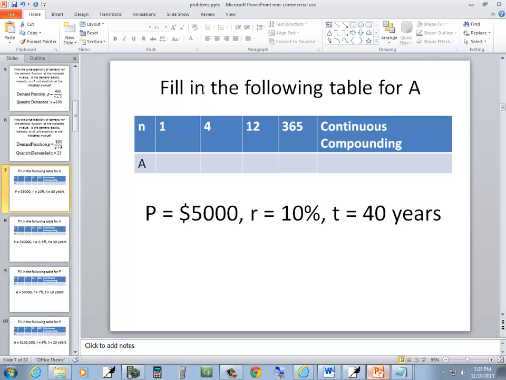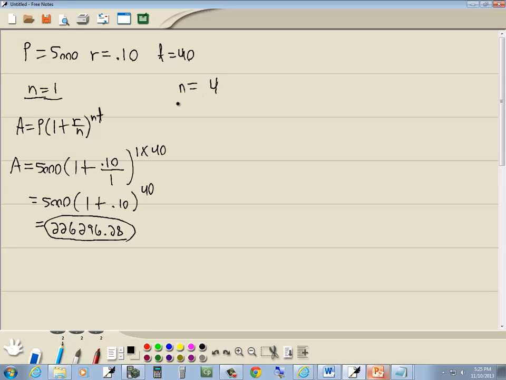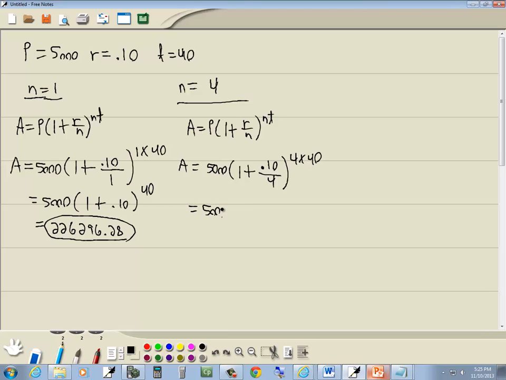The next one is n is equal to 4. So again, it doesn't say continuous, so we're going to plug in the same formula. So we've got A is equal to P times 1 plus R over n to the nt power. P was set as 5,000 times 1 plus R, which is 0.1 or 0.10, over n, which is 4, raised to the nt power, which is 4 times 40. Gives us 5,000 times 1 plus 0.10 divided by 4 raised to the 160th power.